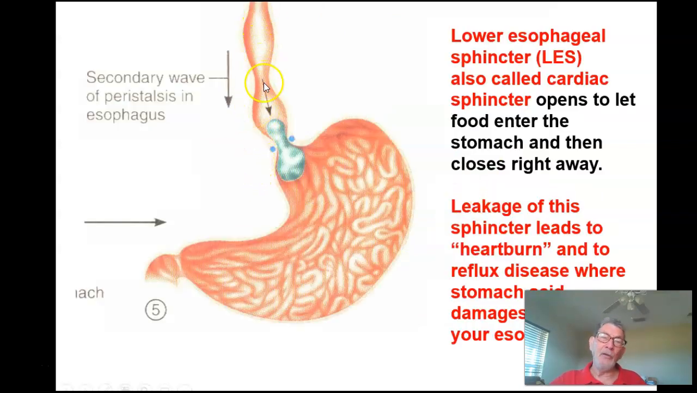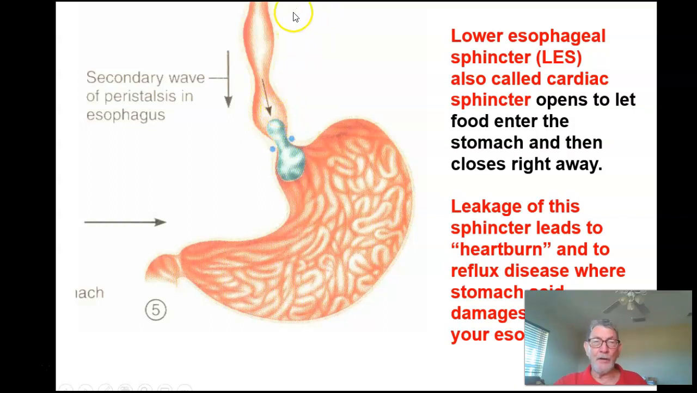It moves down the esophagus by peristalsis. Remember the squeeze, squeeze, squeeze, squeeze to move things along. Upper esophageal sphincter stays closed. As the food reaches the lower esophageal sphincter, it opens and lets the food go through and closes behind it.